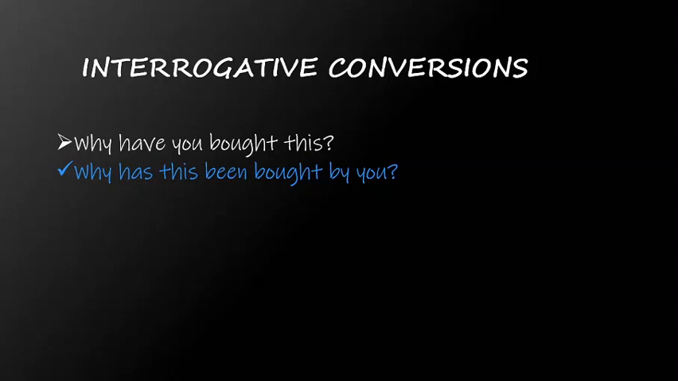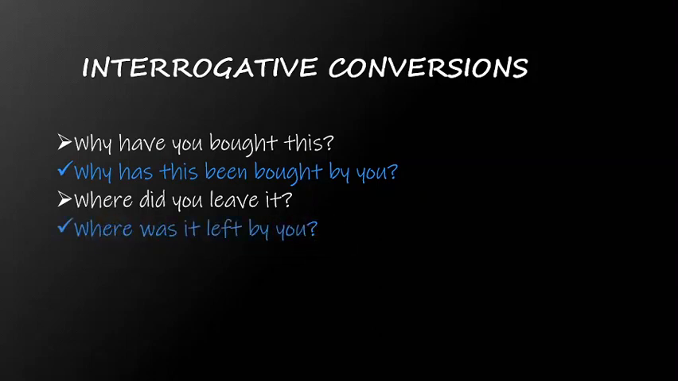So you have bought this. This has been bought by you. And put why at the beginning. Take the auxiliary verb at the beginning. So why has this been bought by you? Next example we have, where did you leave it? Again, leave where as it is. Leave it. So did you leave it? You left it. It was left by you. So it will become, where was it left by you? Simple as that. I'm telling you, nothing to worry about. Just keep it simple.